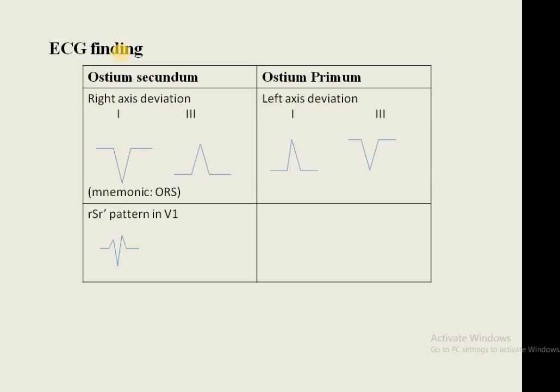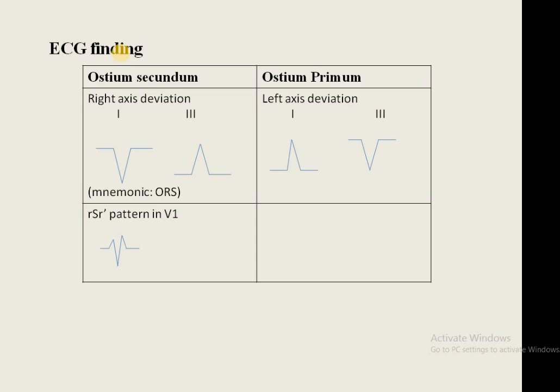Now the ECG findings. Remember the mnemonic ORS, like ORS solution: O for ostium, R for right axis, and S for secundum. So ostium secundum defects have right axis deviation, and those who have watched my ECG series, they know how to find out the right axis deviation from the ECG. In lead 1 we will be having a negative complex, and in lead 3 a positive complex. And ostium primum has the opposite of ostium secundum, the left axis deviation. In lead 1 we will be getting the positive deflection, and in lead 3 the negative deflection.